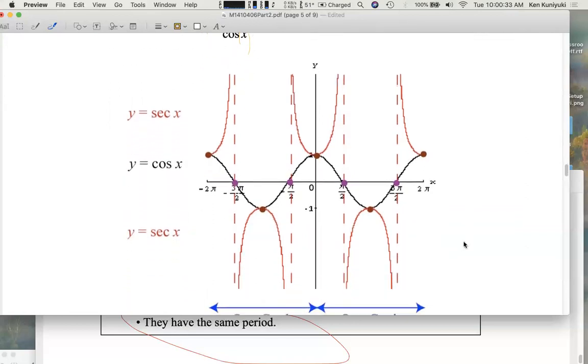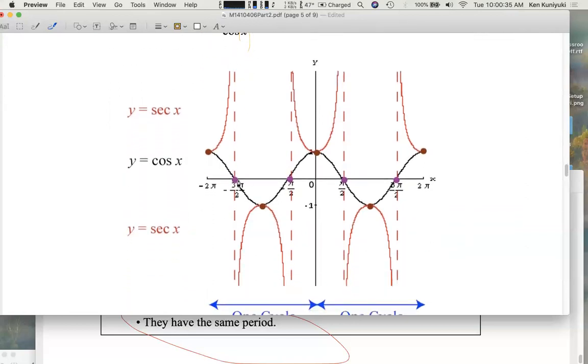Remember, cosine of x gives us an even function. The graph is symmetric about the y-axis. But notice here, this guide graph, y equals cosine of x, this is our guide graph. It's basically a horizontal translation of y equals sine of x. But cosine is even, so this graph is symmetric about the y-axis.